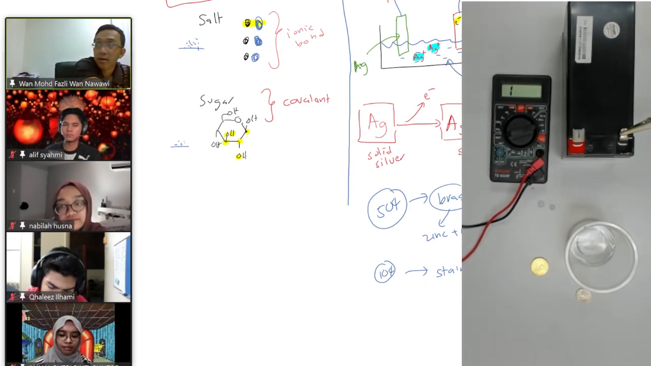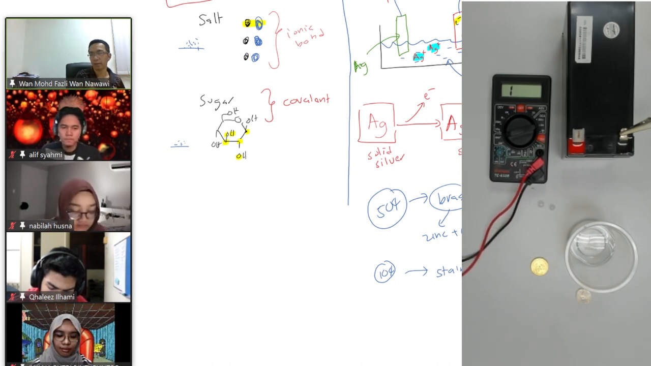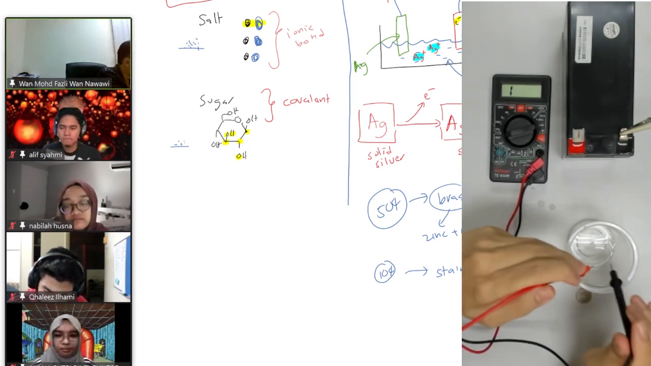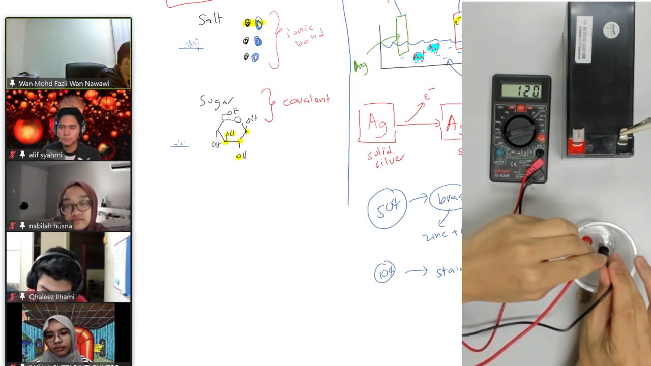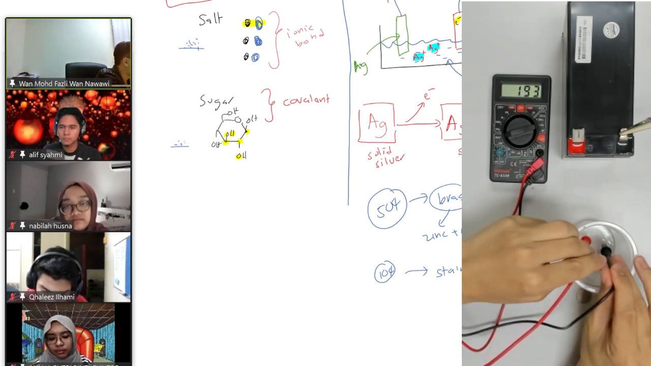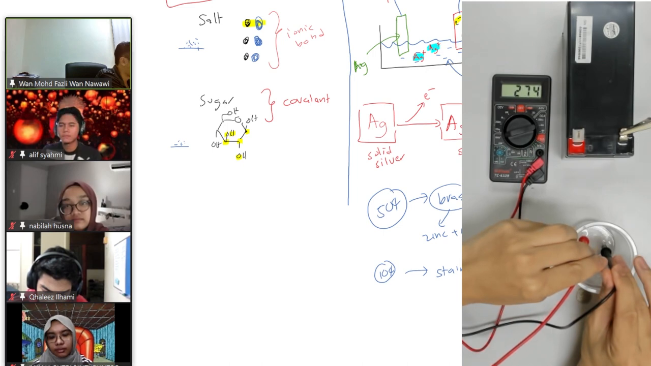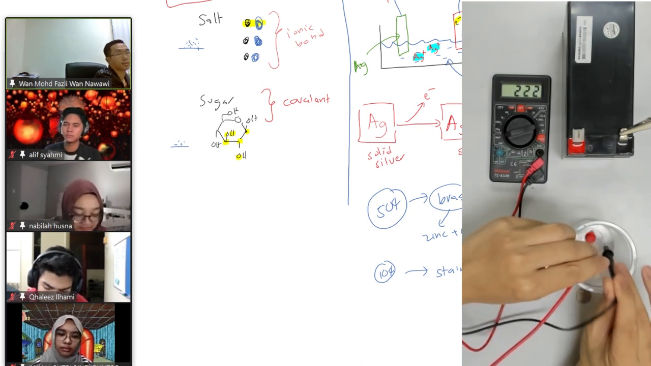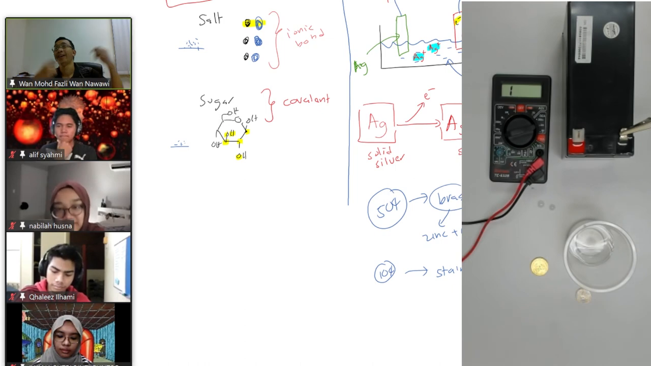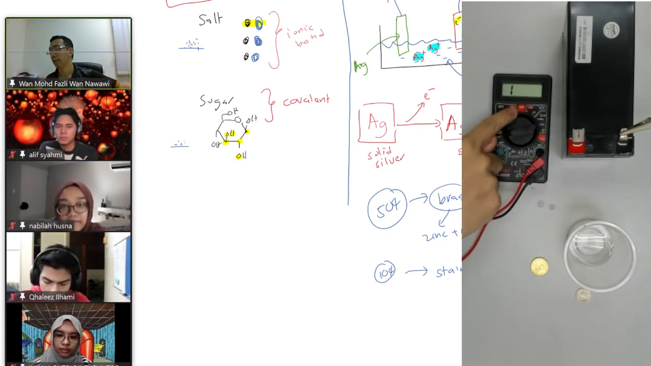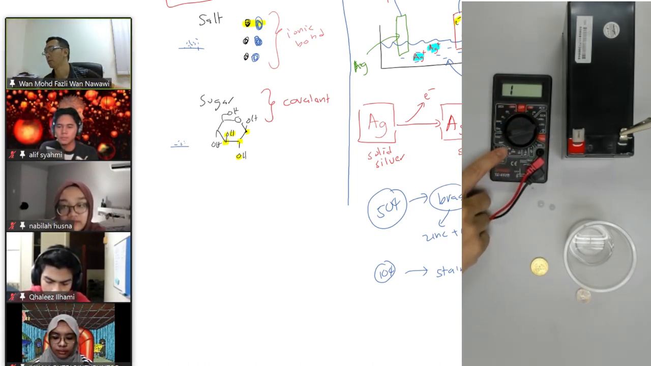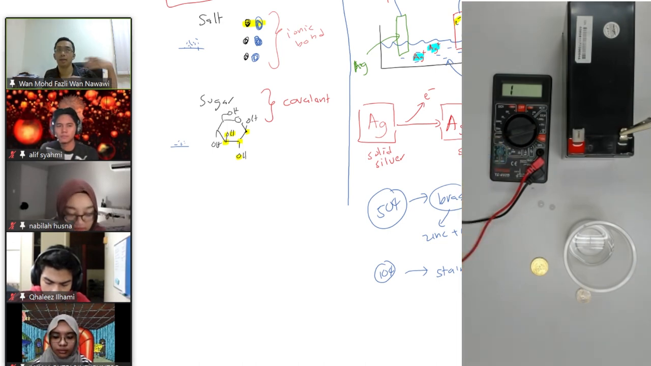So let me try to check the resistivity of this. Previously it was around 500 something, right? Maybe a little bit lower. Yeah, you can see it's a little bit lower. It goes 200, 300, not really stable, but basically around 200 something. So you can see a decrease in resistivity. What you see here is in ohms, meaning it measures the resistivity. So it's a little less than before, when there was no salt.